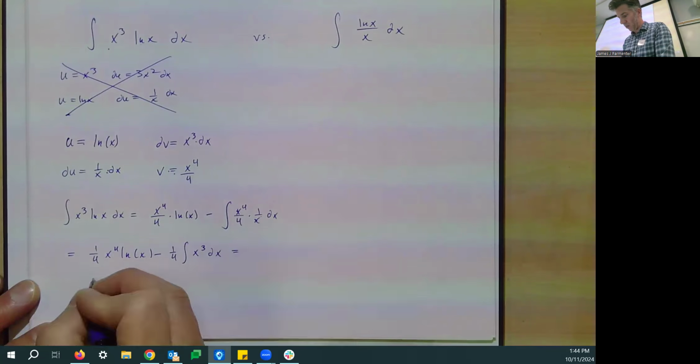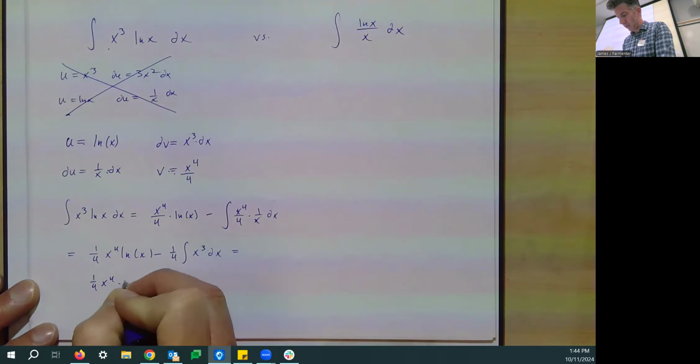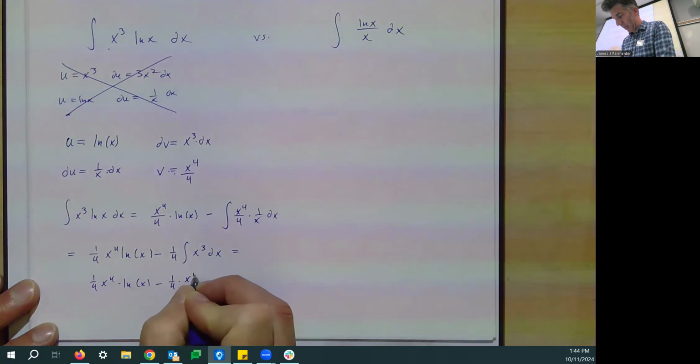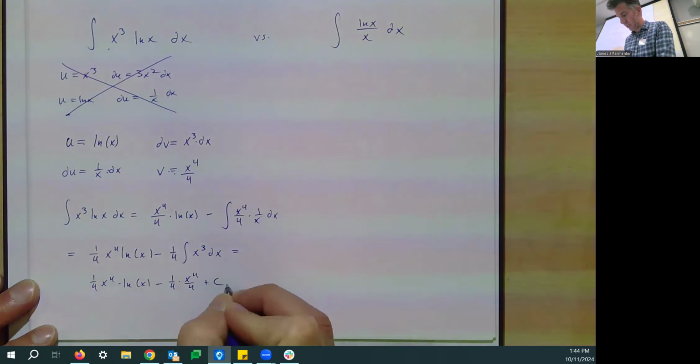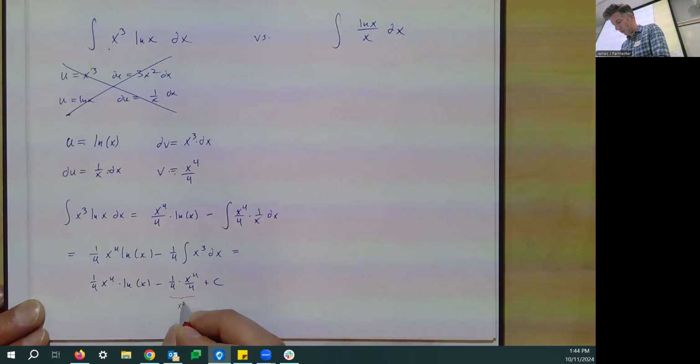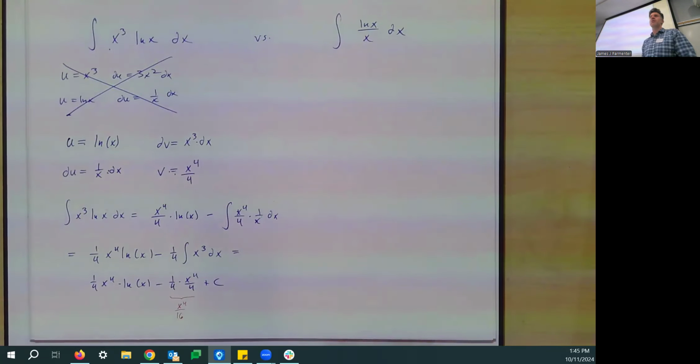So then we're going to get 1/4 x to the 4th times natural log of x minus 1/4 times, again, x to the 4th over 4 plus c. And I don't want to write another line, but you could simplify this to just be x to the 4th over 16. But probably don't need to.